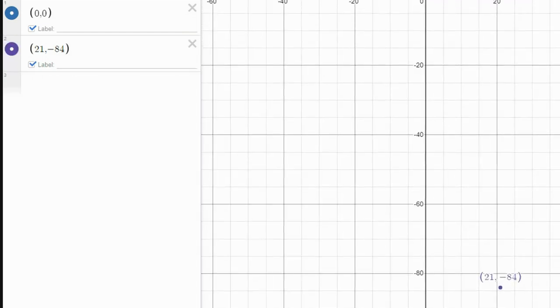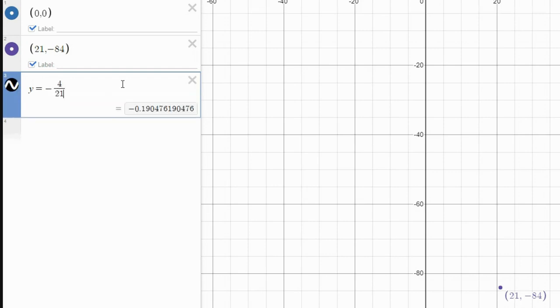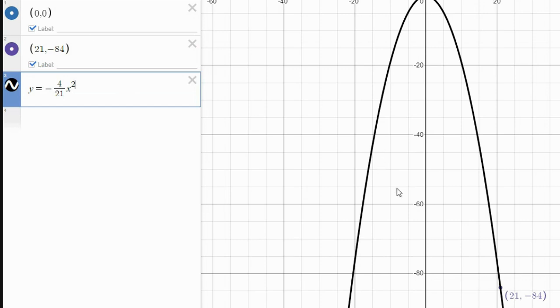It has to go through that point if we've done it right. It's got the vertex of 0, 0, and has to go through that point. Here's the equation that we think we're using: y equals negative 4/21 x squared. Hey, look at that. It goes through that point. I think we've got it right.